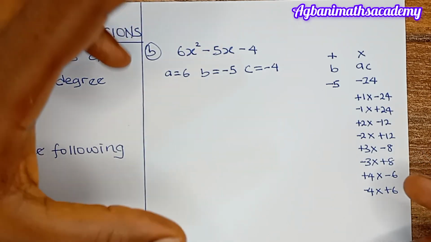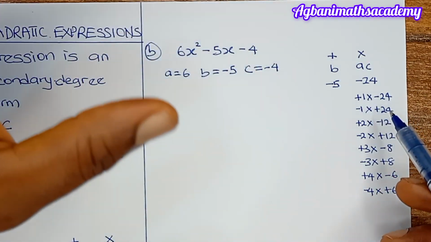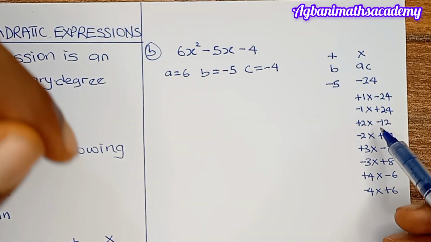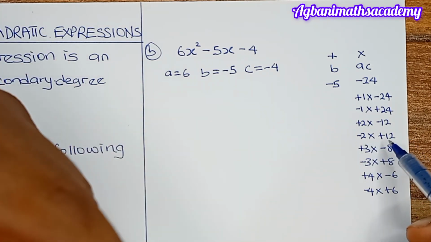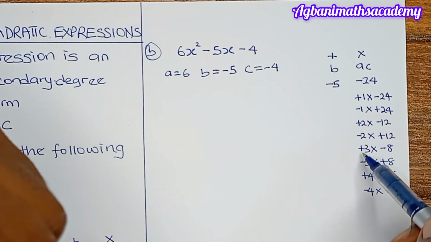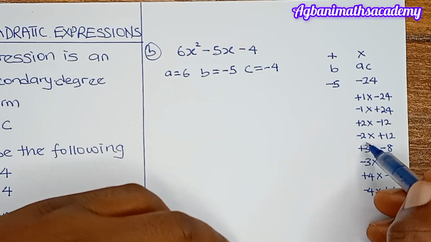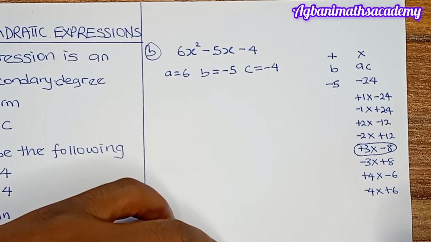But among these combinations, which one is going to add up to give you minus 5? Plus 1 minus 24 is going to give us minus 23. Minus 1 plus 24 is going to give us plus 23. Plus 2 minus 12 is going to give us minus 10. Minus 2 plus 12 is going to give us plus 10. Plus 3 minus 8 is going to give us minus 5. So that means this is the combination that we are looking for. Plus 3 and minus 8.